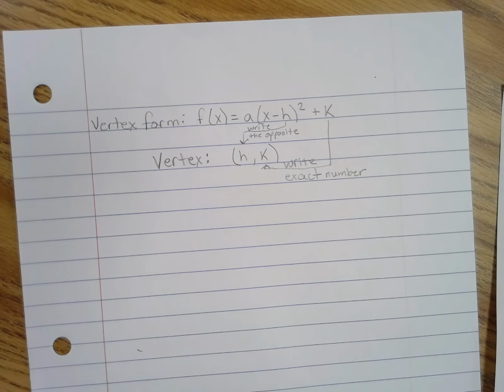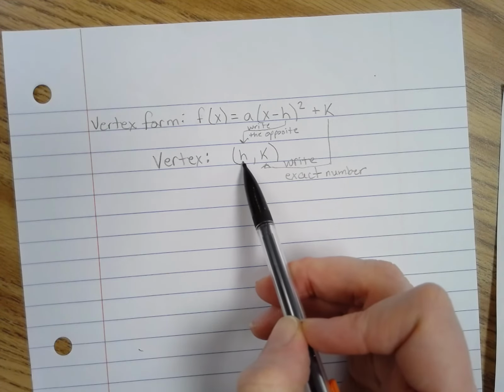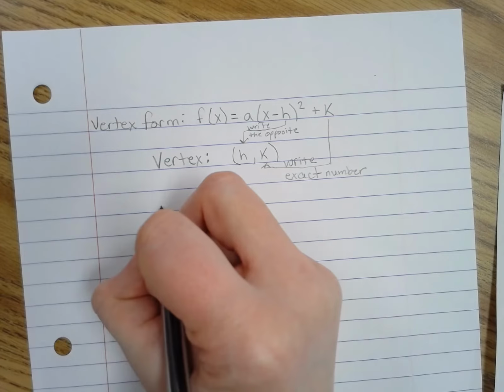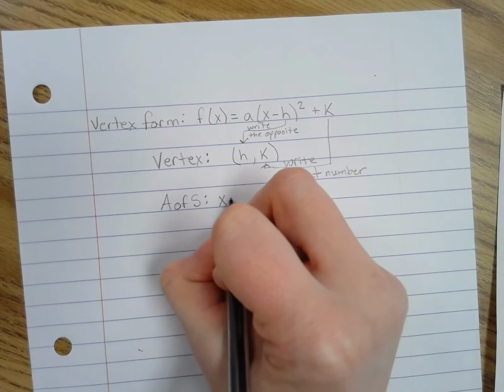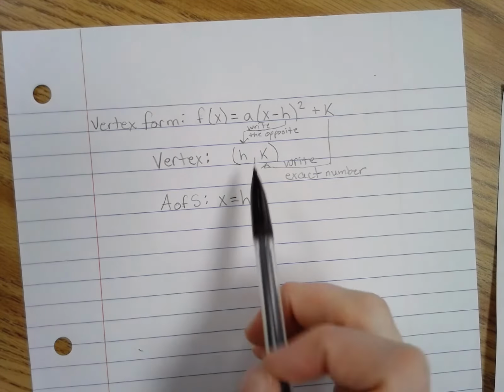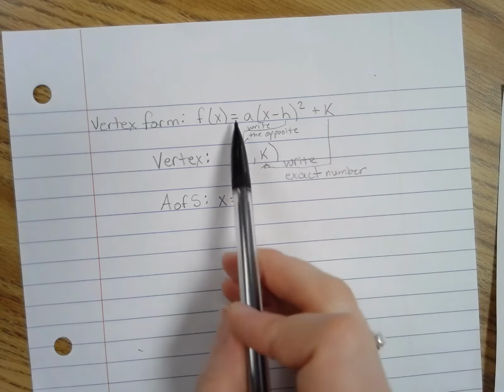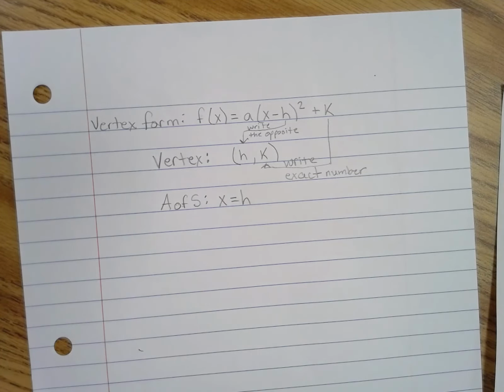Notice there are no a, b's, and c's like you learned in standard form. So the axis of symmetry is your h value. So if you want to jot that down, axis of symmetry, x equals the h value. There is no negative b over 2a because we don't have all of those letters in this formula anyways. The axis of symmetry will just be your h value.